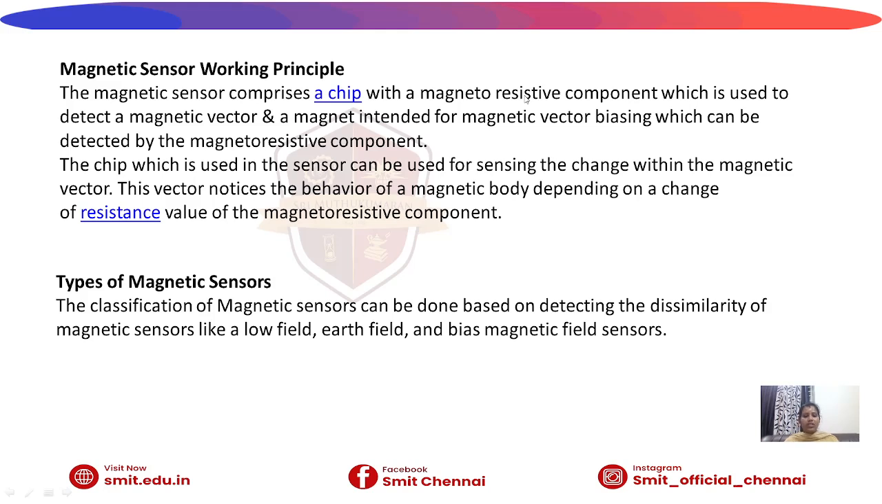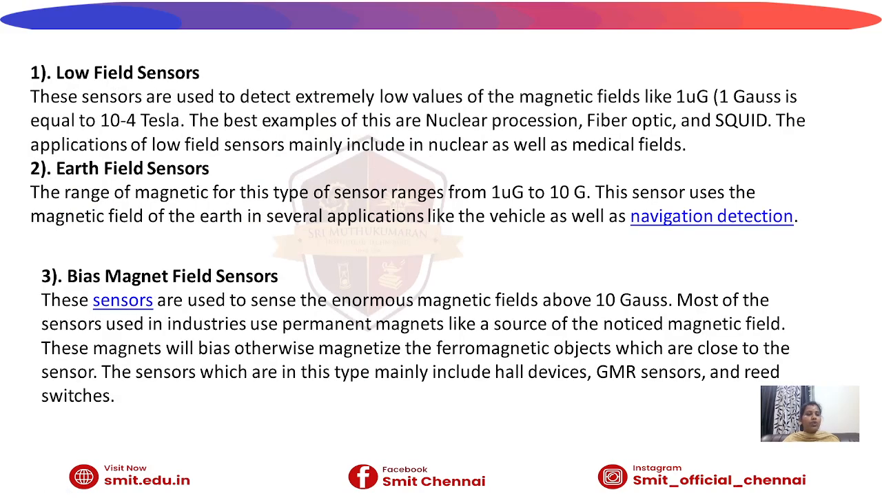Now the types of magnetic sensor. There are three types: a low field sensor, an earth field sensor, and a bias magnetic field sensor. A low field sensor detects extremely low magnetic fields, below 1 microgauss, where 1 Gauss is equal to 10 to the power minus 4 Tesla. It is used in medical fields.